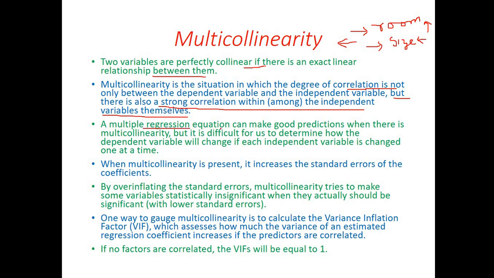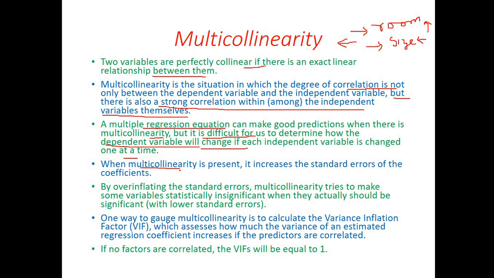A multiple regression equation can make good predictions when there is multicollinearity, but it is difficult for us to determine how the dependent variable will change if each independent variable is changed one at a time. So that is another difficulty with the multicollinearity problem. It is very difficult for us to identify this.